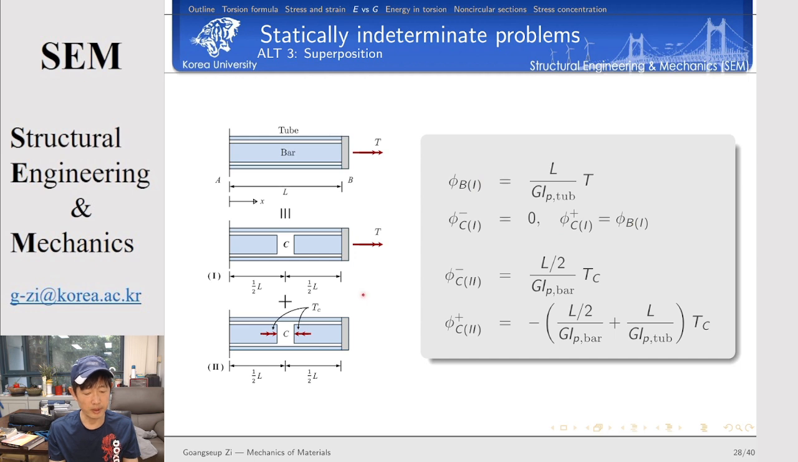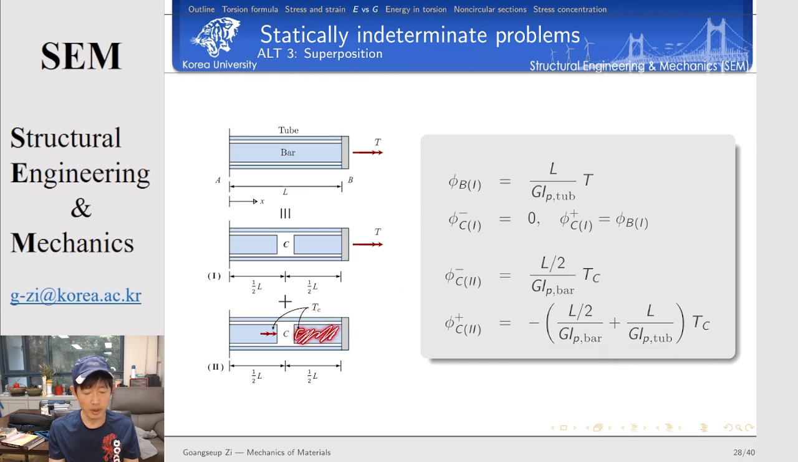And let's consider system 2. In the case of system 2, we have the internal torsional moment Tc as a loading condition. We apply the torsional moment here, and then this part is twisted. That's why its length is only half of the length of the whole structure. Then we calculate the angle of twist here. So Pc minus, and the next step is we want to calculate the angle of twist here.